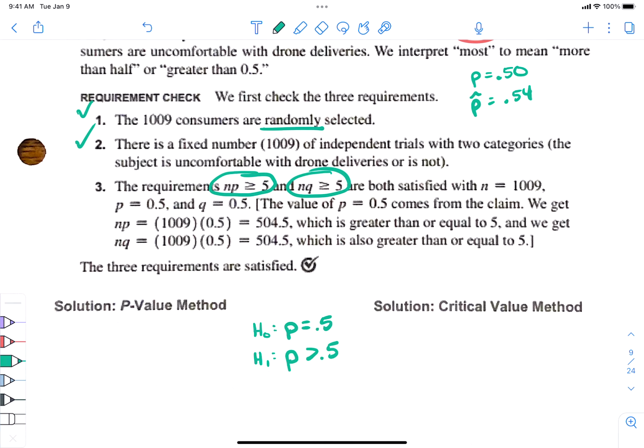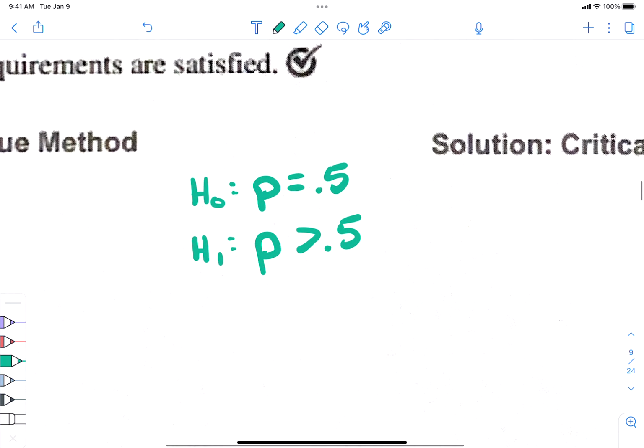Okay, which one is our claim? The bottom one. Does the claim always go with the bottom one or not? No. Okay, so it just depends on which one we're talking about. Here we're saying our claim is greater than 0.5. We're going to put that in there.